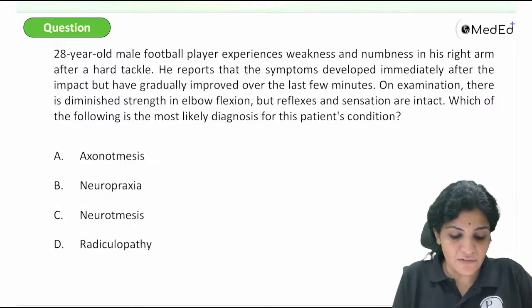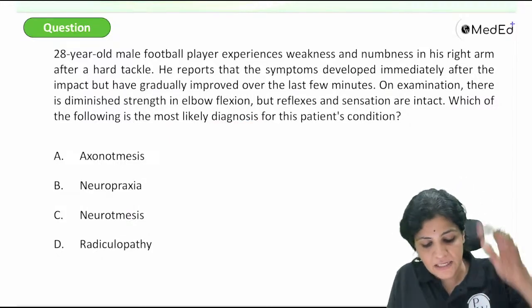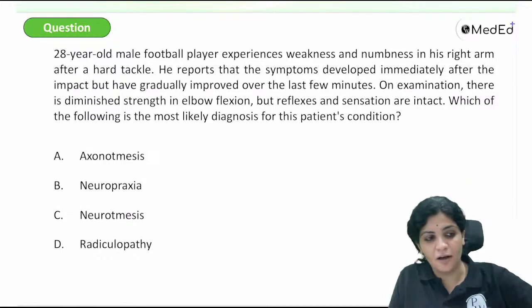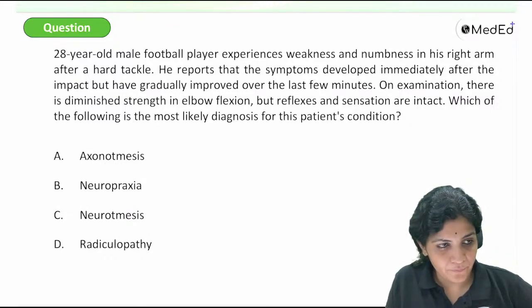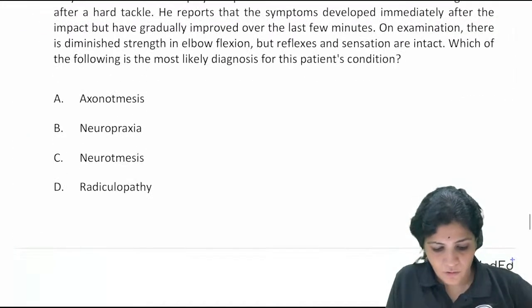So what could be the answer for this? Is it axonotmesis, neurapraxia, neurotmesis, or just a radiculopathy? What could be the answer?